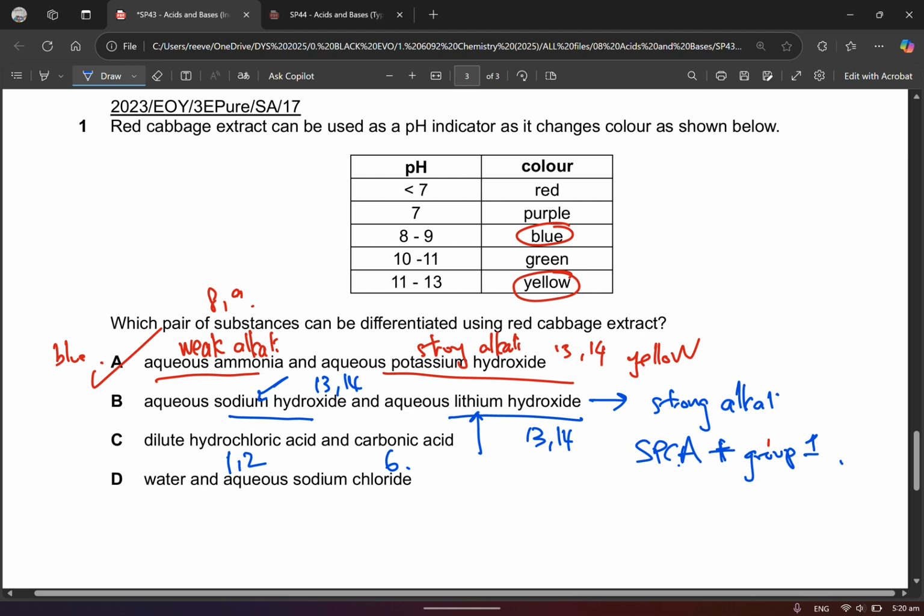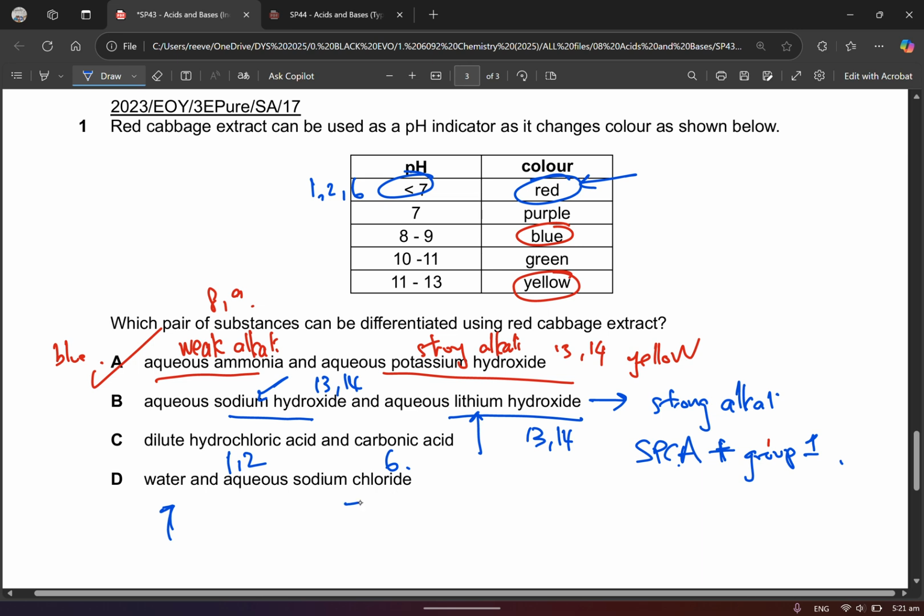So how do I differentiate these two? So if it's 1, 2, and 6, they will all give you red color. If you use red cabbage, both are red. Both will give you red color. So there's no way to tell which one is which. So cannot. Water is pH 7.